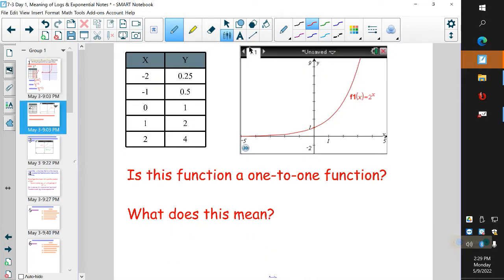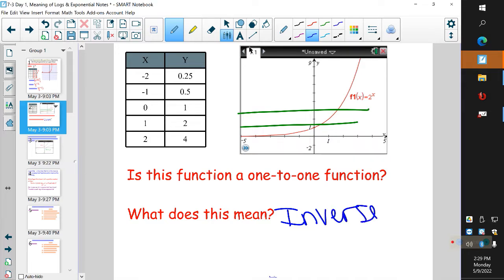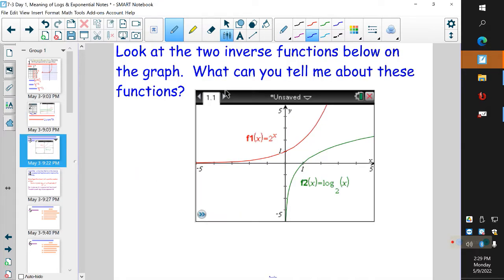So if we do this, this is what you see, and you say, is this a one-to-one function? Does it pass the horizontal line test? The answer is yes, it does. What that means is I have an inverse. My inverse means that I can swap my x and my y, and I'm going to get this graph right here. This is the graph I graphed earlier, and then we are going to be graphing its inverse, which is log base 2 of x.